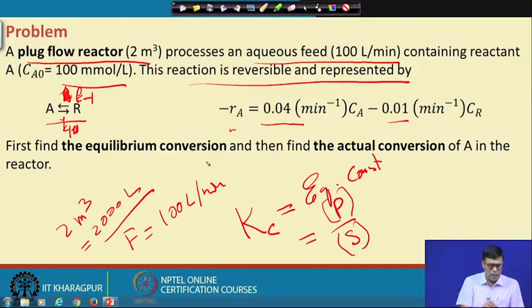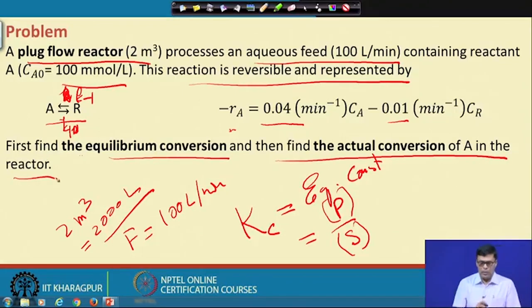This is how we can find the equilibrium conversion and then find the actual conversion of A in the reactor. So, two things we have to find out in this particular problem. What is the equilibrium condition? That means, under equilibrium condition, what is the percentage of substrate that is converted, and what is the actual substrate converted in this reactor? Both portions we have to solve in this particular problem.